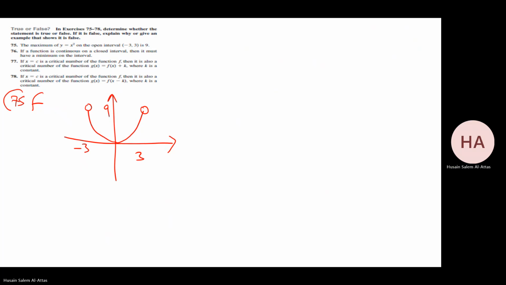76. If the function is continuous in a closed interval, then it has a minimum in the interval. Yes, this is the statement. So this is true.